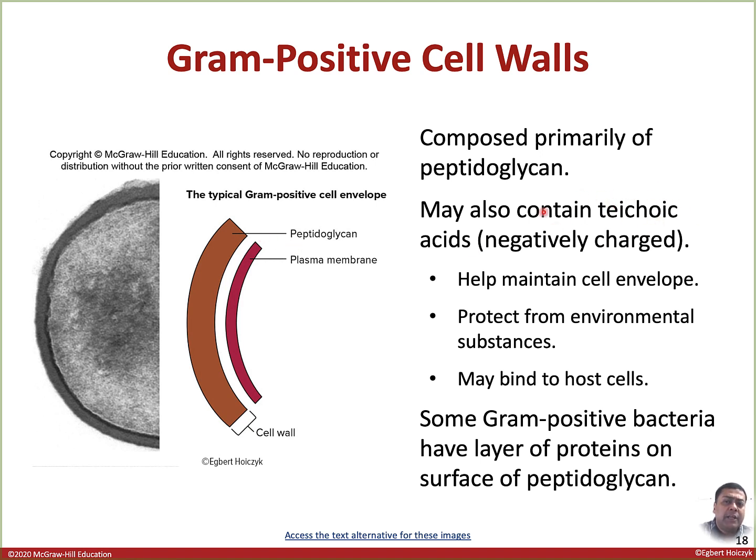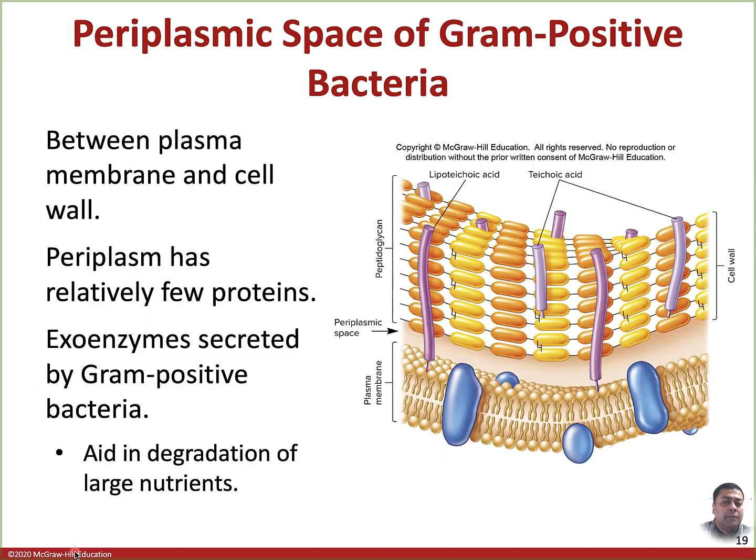And these teichoic acids can be of two types. If the teichoic acids are attached to the peptidoglycan, we call them wall teichoic acid. If they're attached to the plasma membrane, we call them lipoteichoic acid. And we're going to see them soon somewhere else.